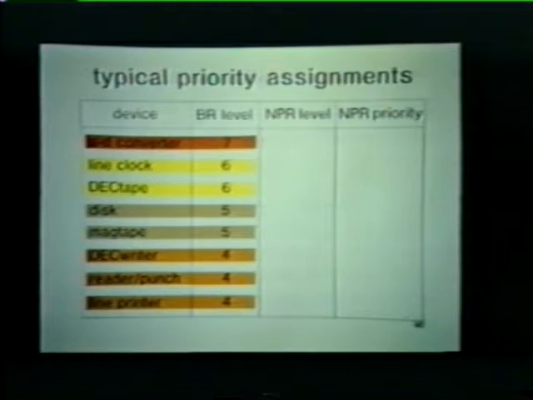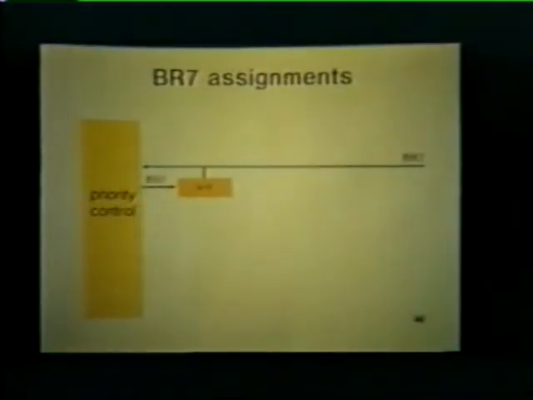We'll start with the analog to digital converter. The analog to digital converter is placed at the BR7 level because we're assuming that it must sample data which has a high input rate. The A to D converter is a fast device sampling real-time data which is lost completely if a sample is missed because there's no way of recovering it.